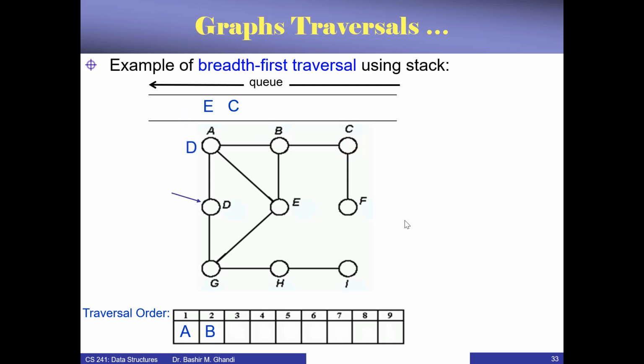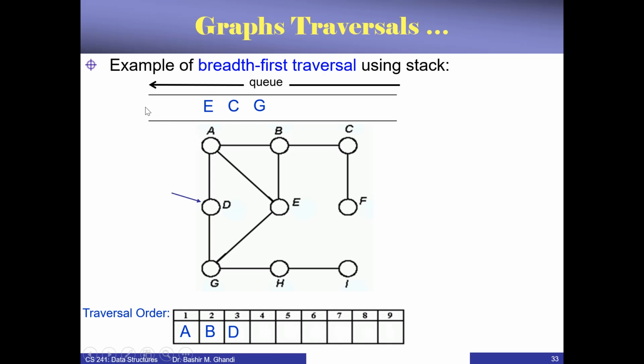Dequeue D and visit it and make it your active vertex. Identify any adjacent vertex of D that is not yet enqueued. Obviously, we have not yet enqueued G, so we're going to enqueue G. And then repeat the loop.